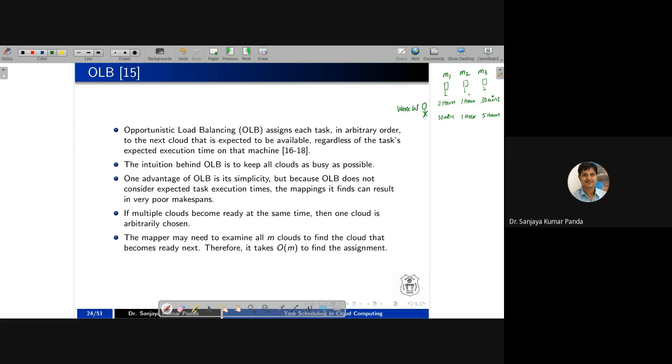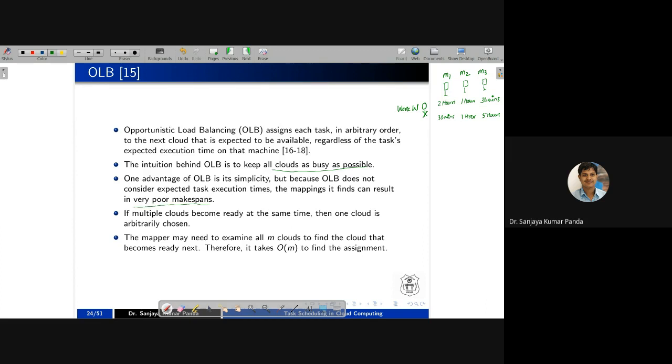You just need to determine this time and choose a machine which is going to be ready at the earliest. But the problem is that OLB does not consider the task execution time. So the mapping it finds can result in a very poor makespan. As we are not considering it, our objective is to make all the clouds as busy as possible, but we are not looking into who can efficiently execute it. That's why it leads to a very poor makespan.